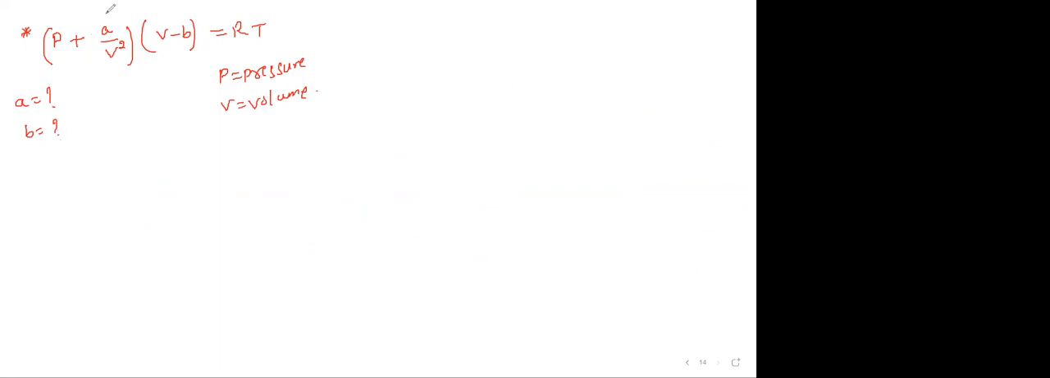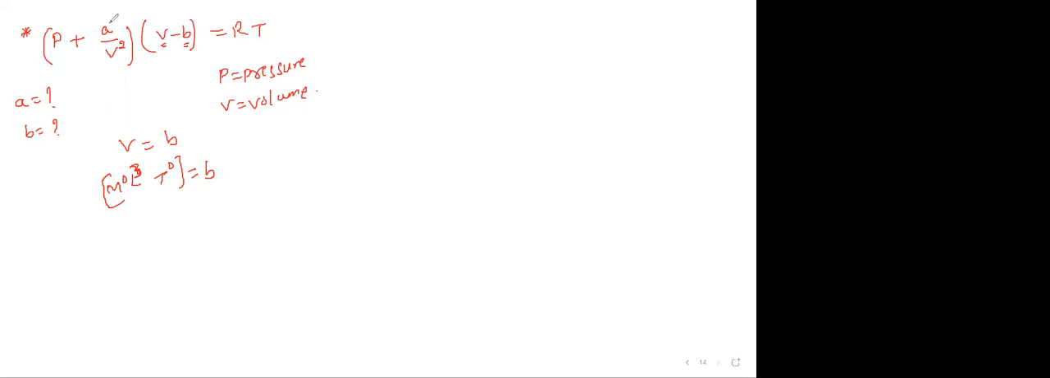You know that if I want to subtract in V minus B, the dimension of V and the dimension of B must be the same. What is the dimensional formula for volume? M0 L cube T0. This is the dimensional formula for B. So the dimensional formula for B is M0 L cube T0.